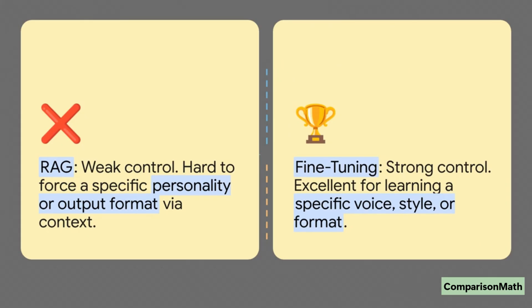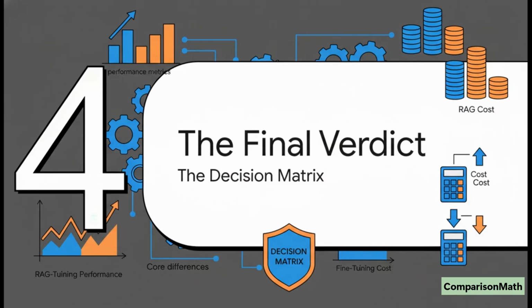Now, what if you need to control the style and behavior of the AI? Well, here, fine-tuning is way better. If you need your AI to talk like a pirate, or write code in a very specific way, or always output perfect JSON, only fine-tuning can reliably bake those behaviors in. Sure, you can try to prompt a RAG system to do it, but it's going to struggle to stay in character consistently.